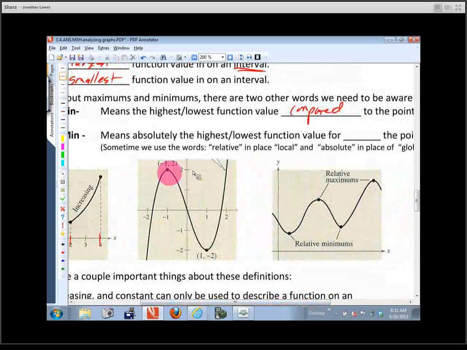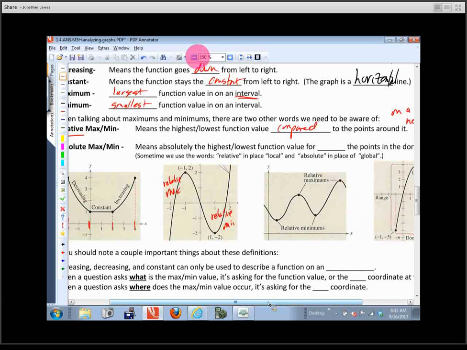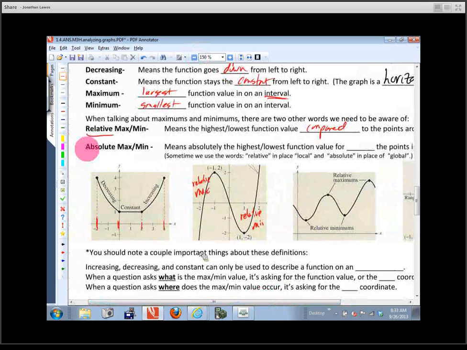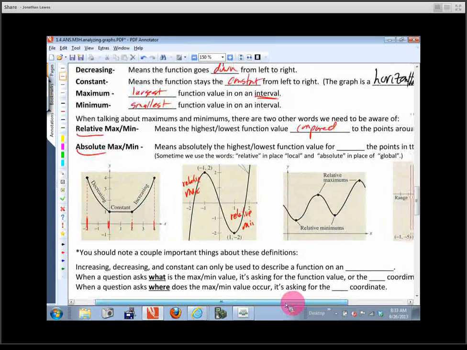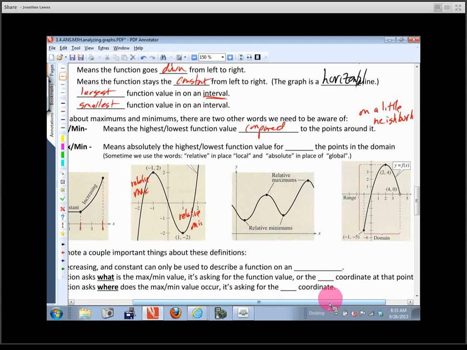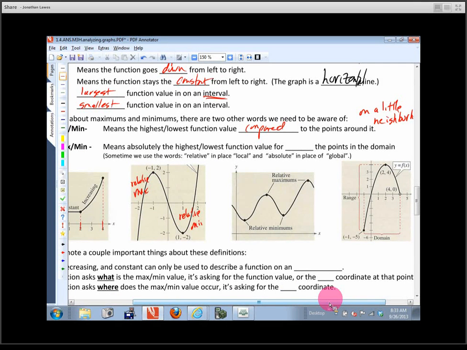If we take a look at this one right here, okay, this is the highest point on this little area. So this would be a relative maximum, okay, and this is a relative minimum. And then we've got this other word. It's called absolute max or min. And when we talk about an absolute max or min, what we're talking about is that point is either absolutely the highest or the lowest, largest, smallest, however you want to talk about it, for all the points in the domain, every single one of them.